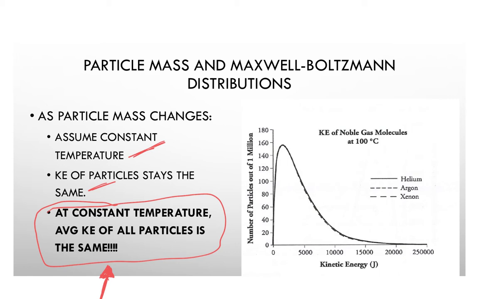If we look at a graph of a Maxwell-Boltzmann distribution of energy and the number of particles, it doesn't matter what the mass is, whether it's light like helium, medium like argon, or heavier like xenon. Again, the average kinetic energy is the same, and so the distribution for this is the same.